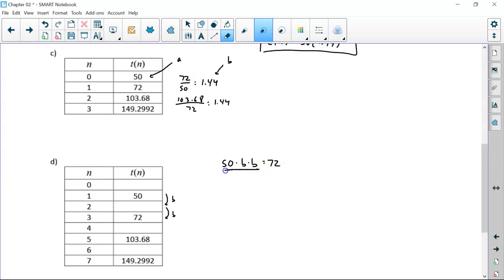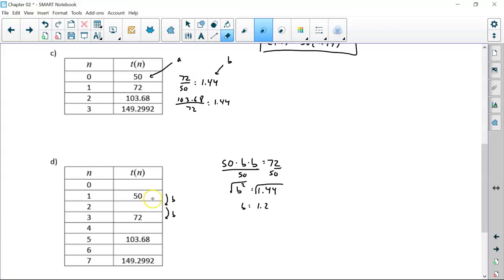So divide both sides by 50. B times B is B squared, and that equals 1.44. But we need to find out what B is. So to undo squaring, we're going to take the square root of both sides. So B equals, we're only going to take the positive value, 1.2, and that's our value for B.